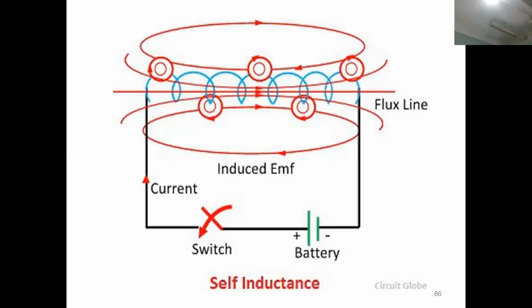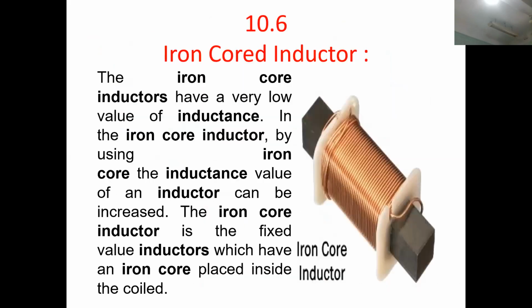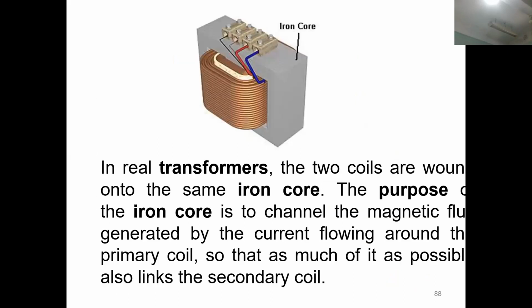How do we induce self-inductance? Iron core inductor. The iron core inductors have a very low value of inductance in the air core inductor. By using an iron core, the inductance value of an inductor can be increased. The iron core inductor is a fixed value inductor which has an iron core placed inside the inductor coil.